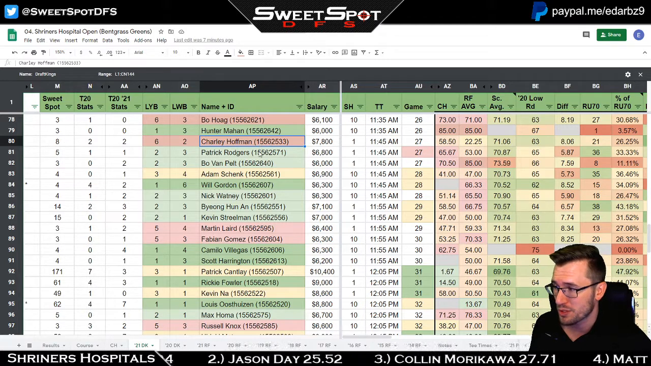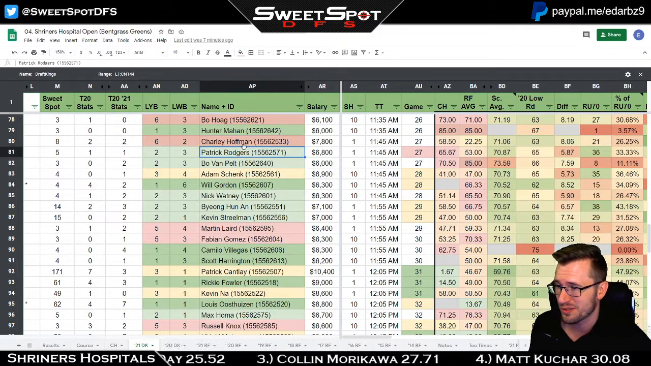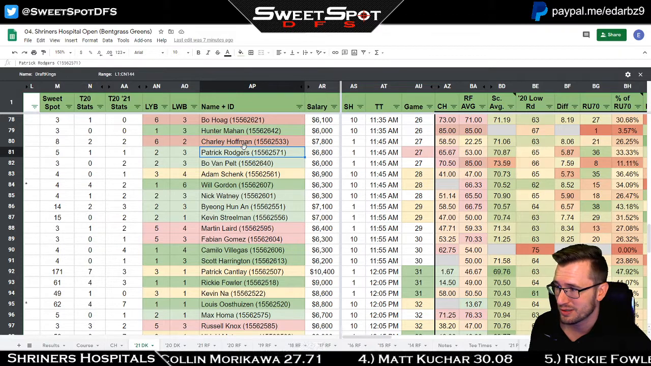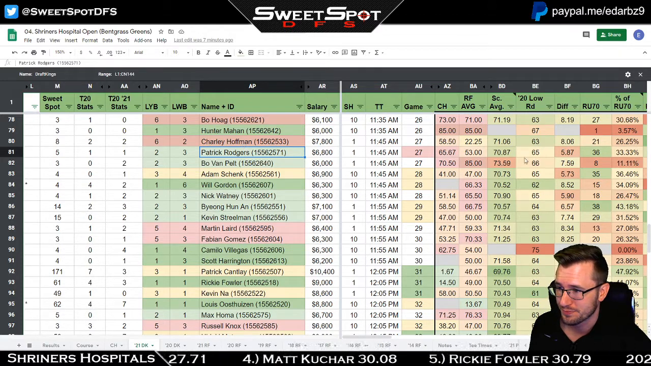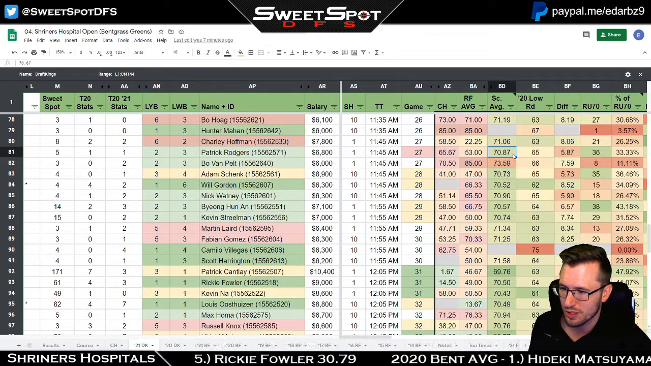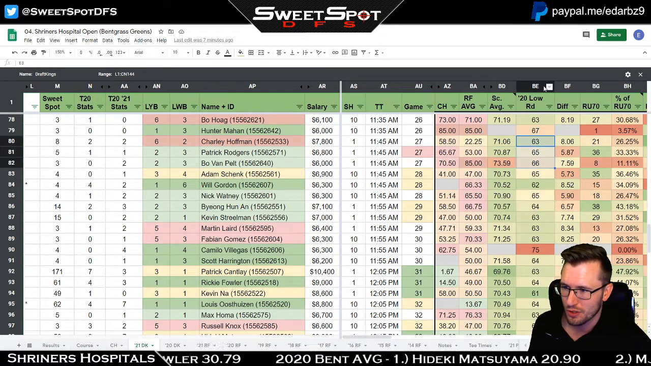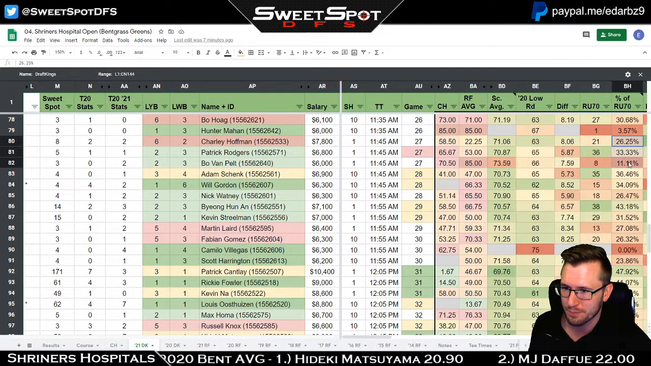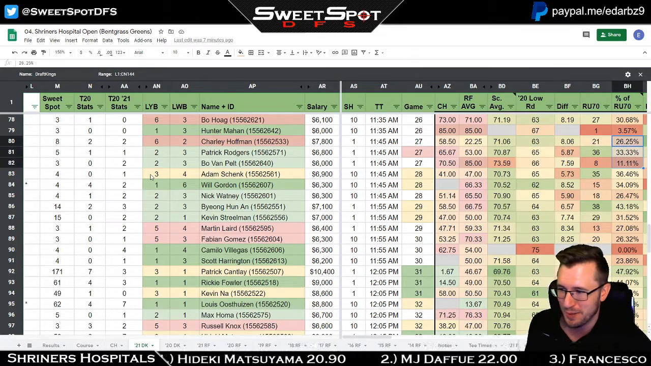But Patrick Rogers has been struggling, and if you put him in a group that doesn't score that well, that could be an issue as well. He is actually at field average. And their low round differential, it's all bad. So maybe don't play him at all.